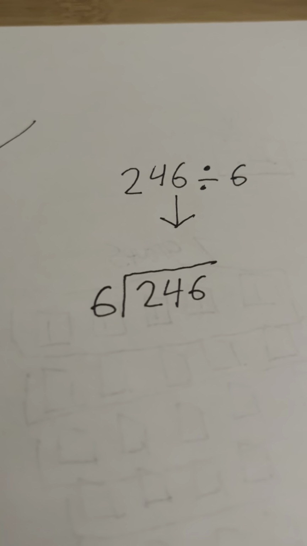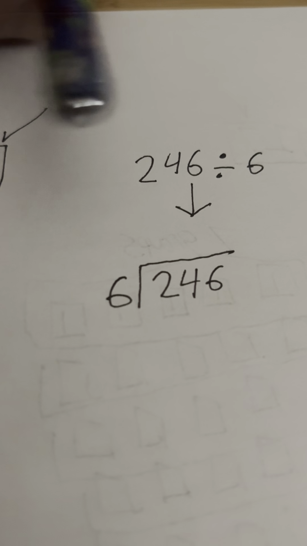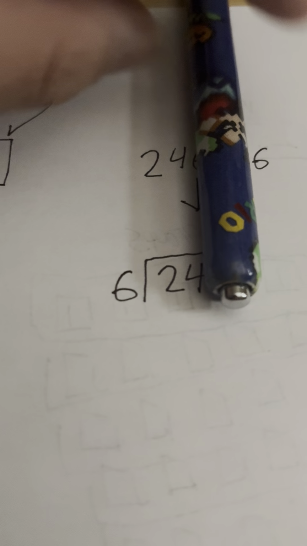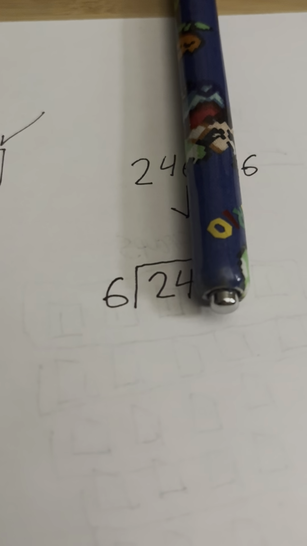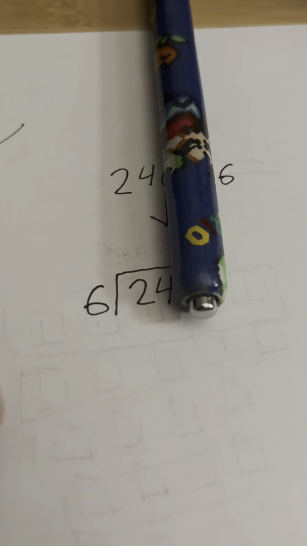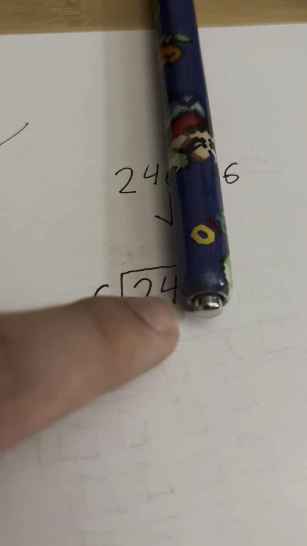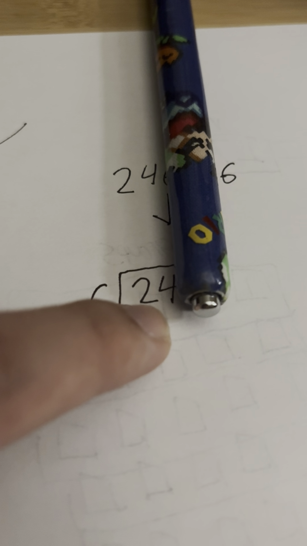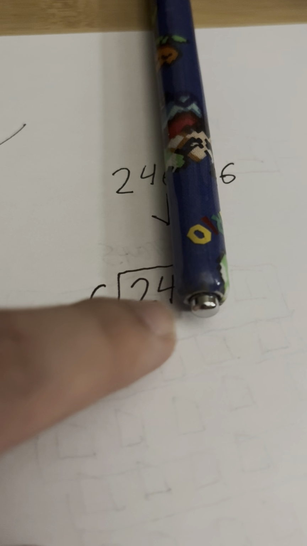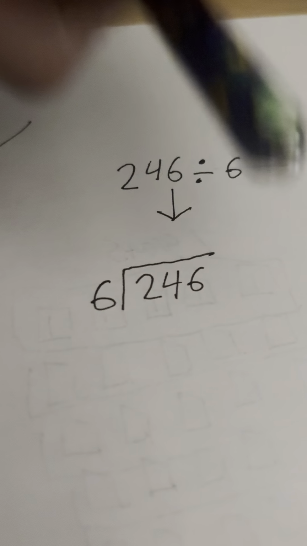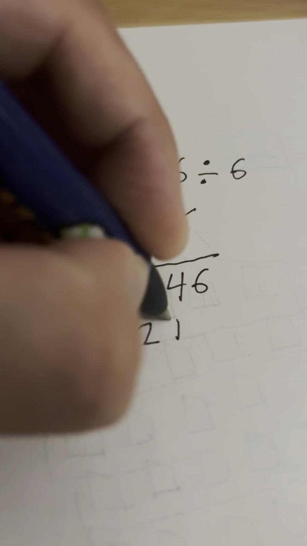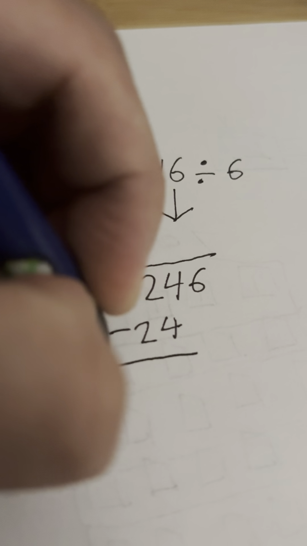Okay, so first things first, once you write it like this, I'm going to use my pen here. Let's cover up the 6. We're going to focus on the number 24. And you're going to ask yourself, when you count by 6, what's the highest number you can reach that does not go over 24? The highest number you can reach without going over 24 is 24. When you count by 6, you actually hit the number 24.